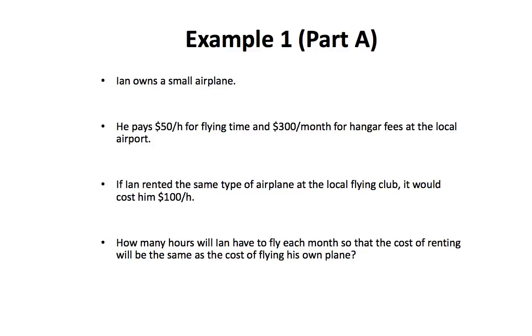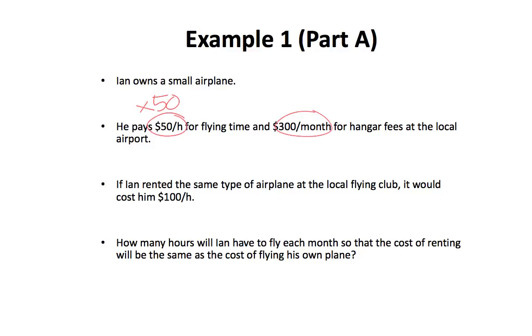The first sentence is just a description of the overall situation. The second sentence describes the fee structure at the local airport. $50 per hour is a rate, and a rate is multiplication. So this is going to be multiply by 50. $300 per month is also a rate, but I'm going to talk about that a little bit later.